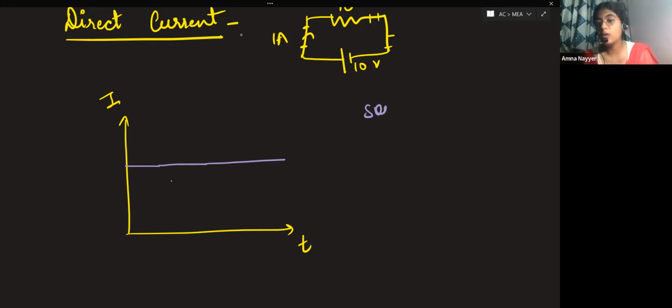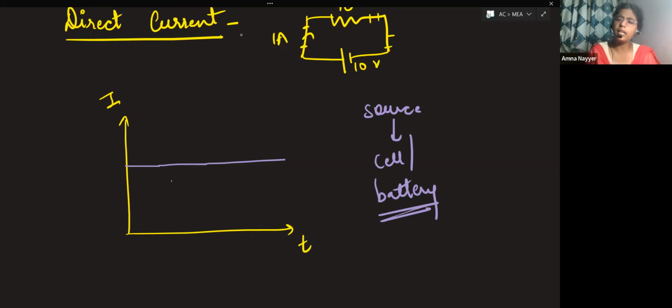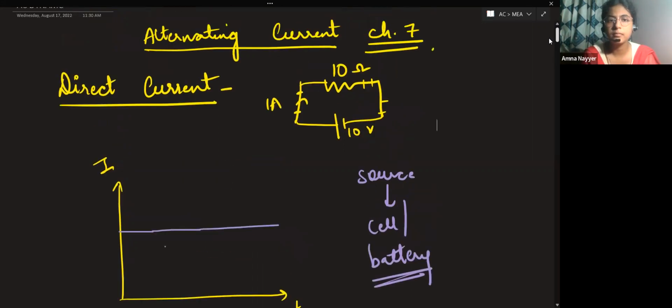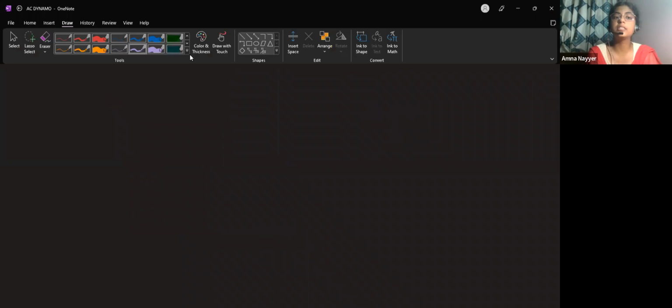And one of the important things is the source. From where do we obtain this direct current? Normal cell or battery. Wherever you have a cell or battery, you will be obtaining direct current. Then you have what we were studying.